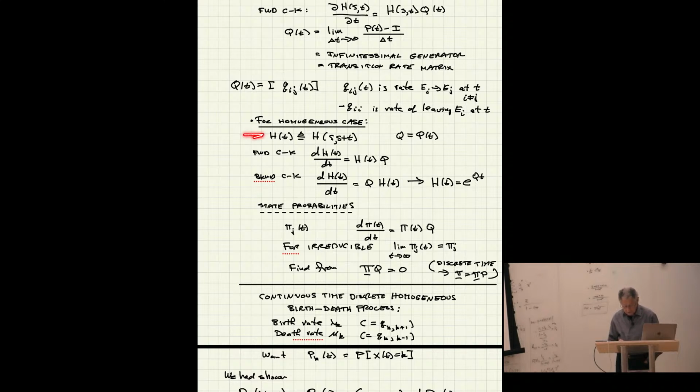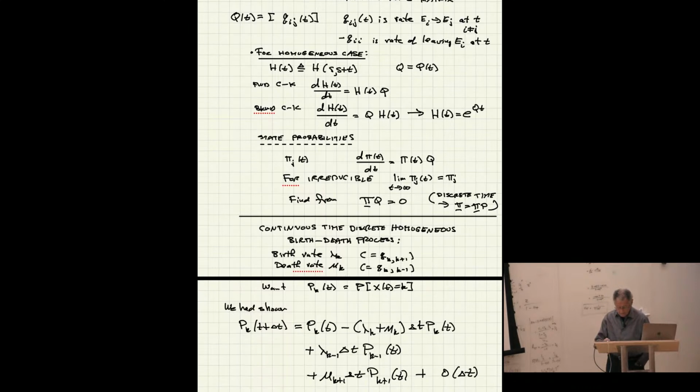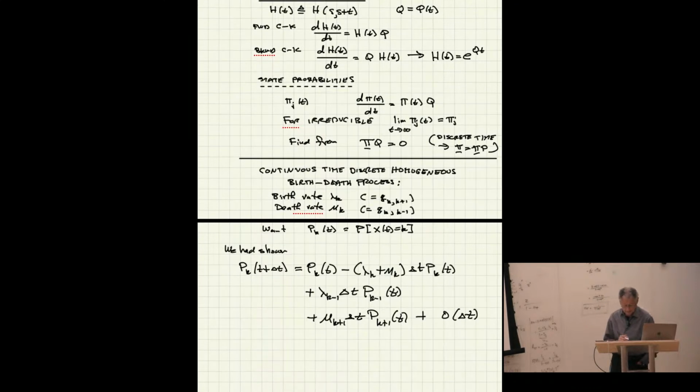So H of t is all you need. It's defined of H of s and t seconds later. The forward Chapman-Kolmogorov gives us a differential equation in terms of this now time-independent Q. The backward equation looks like this, and the solution to that equation is simply H of t is e to the Qt, a matrix expression. No surprise that we get the exponential.